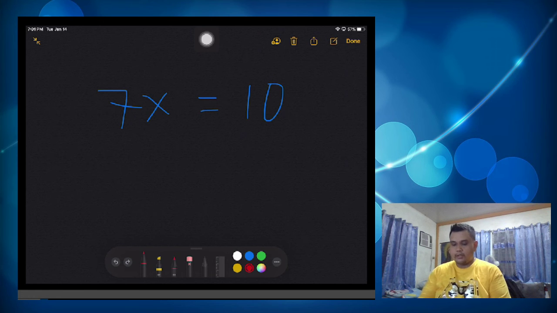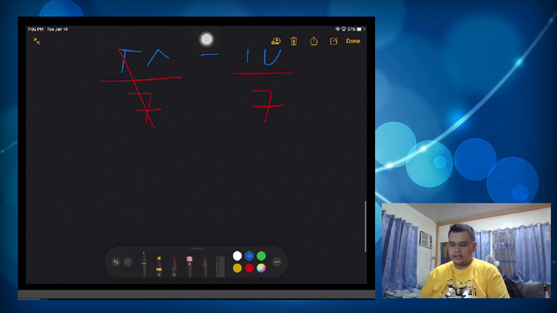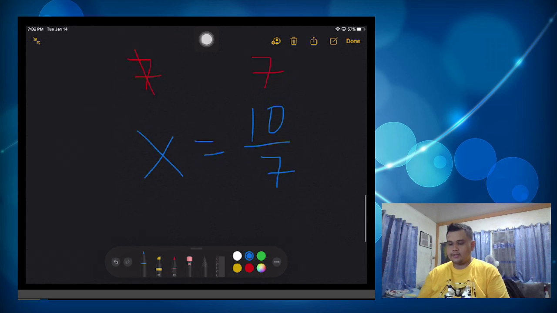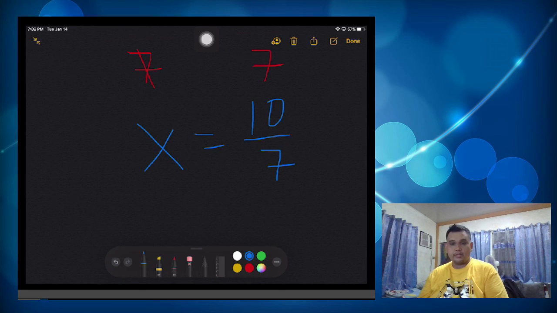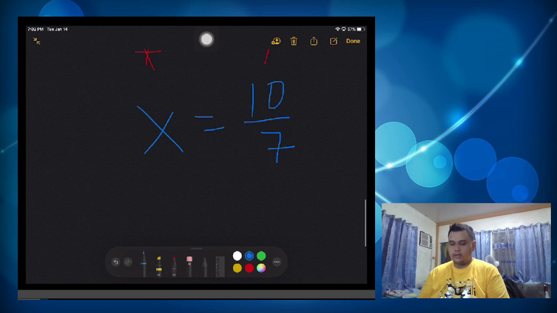So all we need to do now is to cancel the value of 7 to leave x alone in one side of the equation. And what you do in one side of the equation, do it at the other side of the equation, which now leaves us with the value of x equals 10 over 7. Unless you want to simplify that, it's up to you. And that will lead us to x equals 1 and 3 over 7.